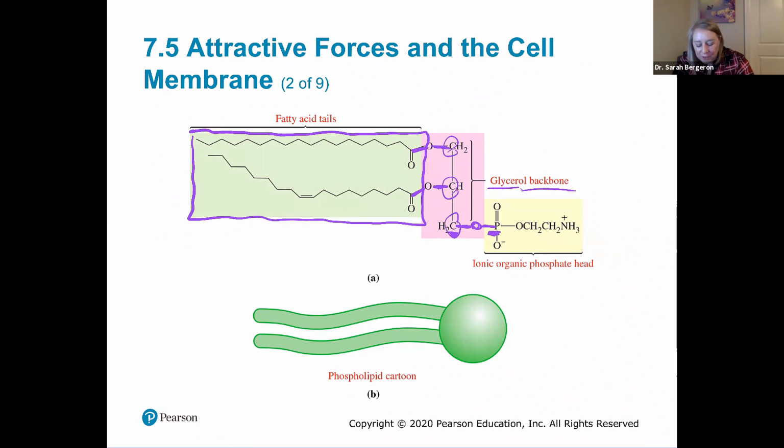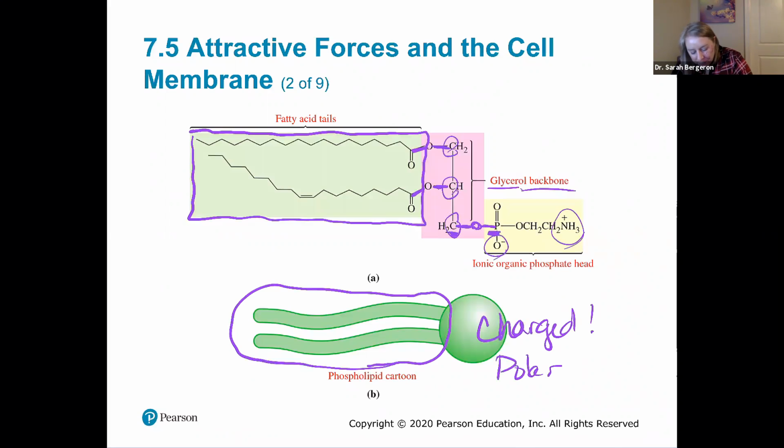So our phosphate group contains negatively charged oxygen, and we have a positively charged amine group. So this head group is charged, right? So it is polar. This tail region is non-polar and uncharged, right? So this is amphipathic. This is another example of that.